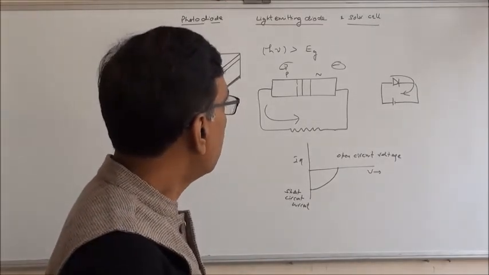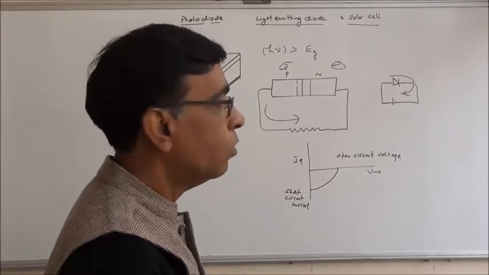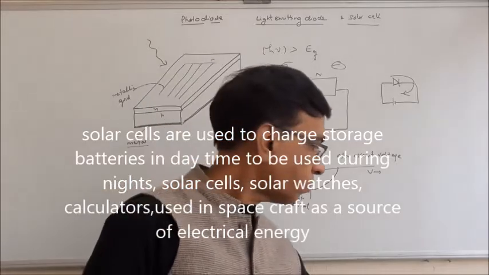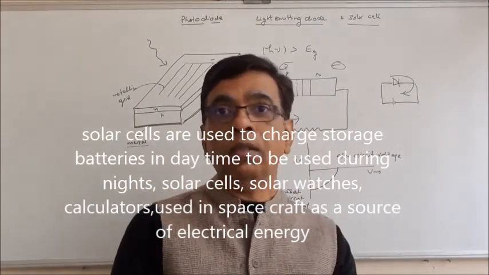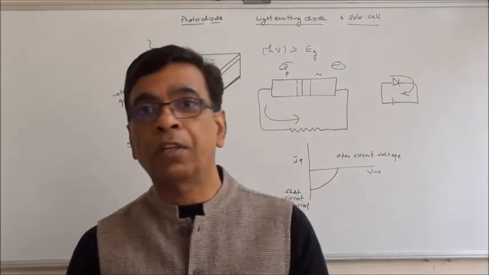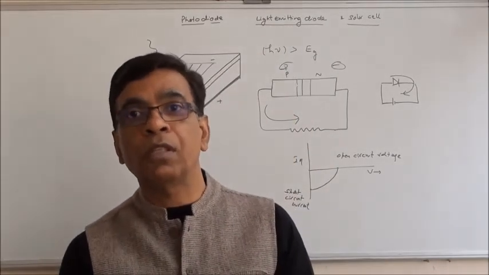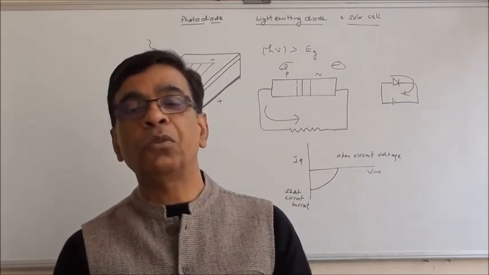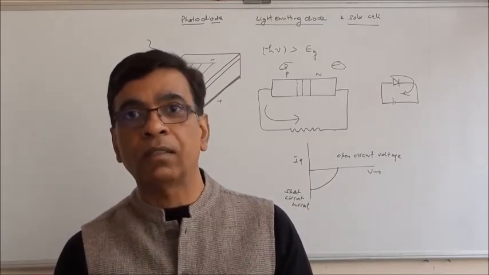So it's all about the photodiode, light emitting diode and solar cell. In a photodiode, light falls onto the PN junction, electron hole pairs are produced. This causes a change in the drift current. So it is used to detect optical signals.